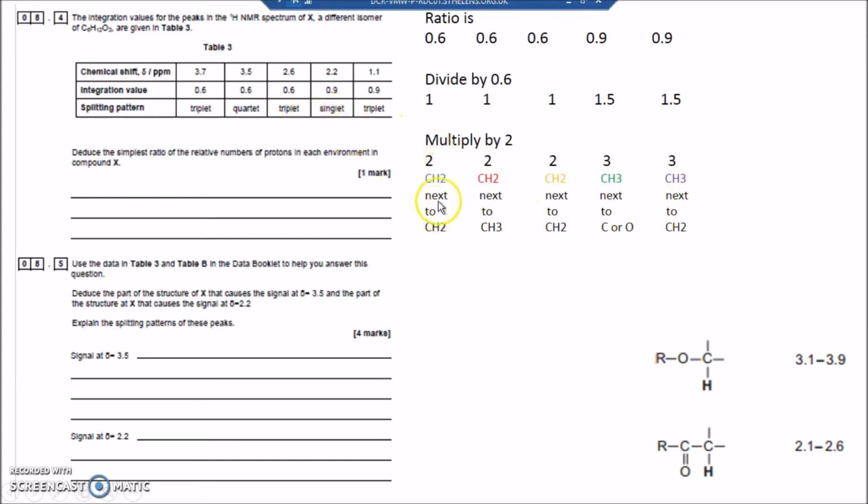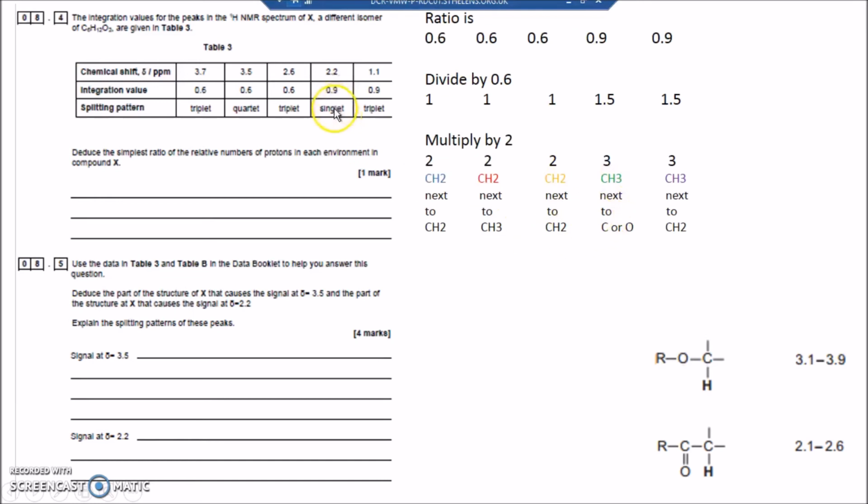Now what do I know? While I'm here laying out a table, I might as well say that this CH2 is given a triplet, so it must be bonded to a CH2. 2 hydrogens give a triplet, so it's bonded next to a CH2, which is going to split these hydrogens into a triplet. A quartet means that this is bonded to a CH3. 3 makes a quartet, so its neighbouring carbon has got 3 hydrogens. A triplet, so this CH2 is bonded to a CH2. Those 2 hydrogens create a triplet, split this CH2 here into a triplet.